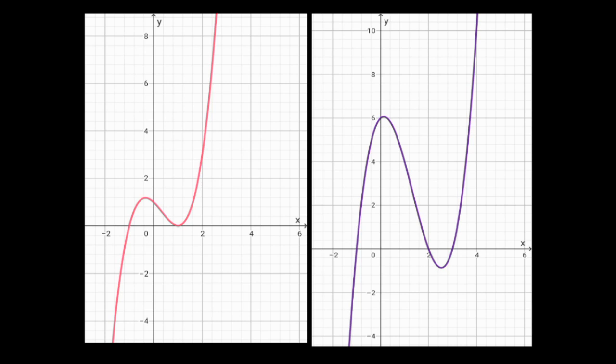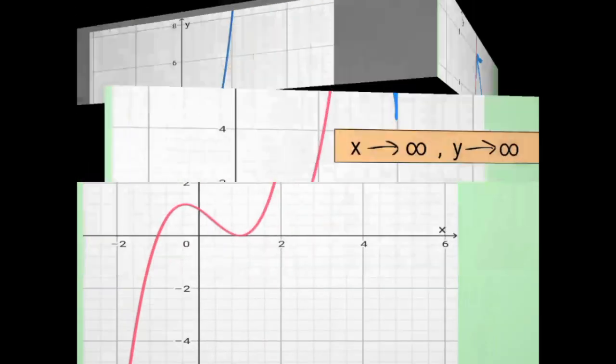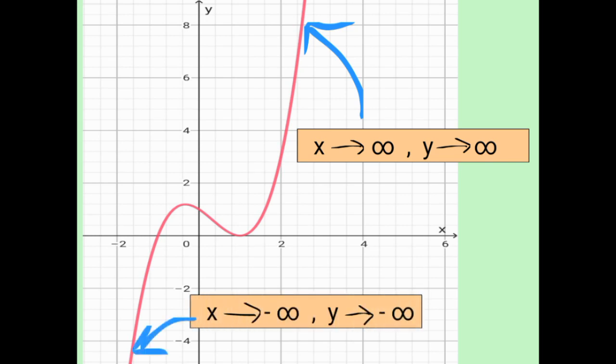If we take a look at these sketch graphs, the cubic graphs take this form when a is positive. When the coefficient of x³ is positive, the graph would start from the bottom left and go to the top right. You could say that when x goes to infinity, y goes to infinity, and when x goes to minus infinity, y goes to minus infinity.